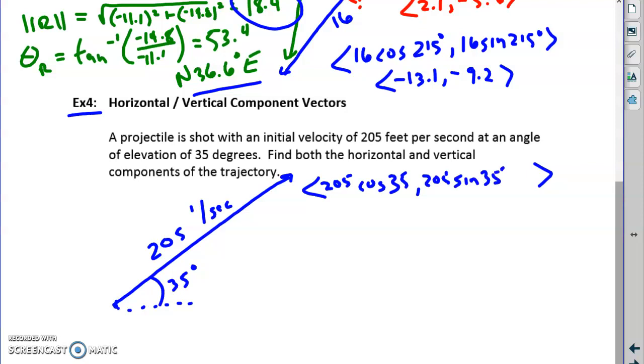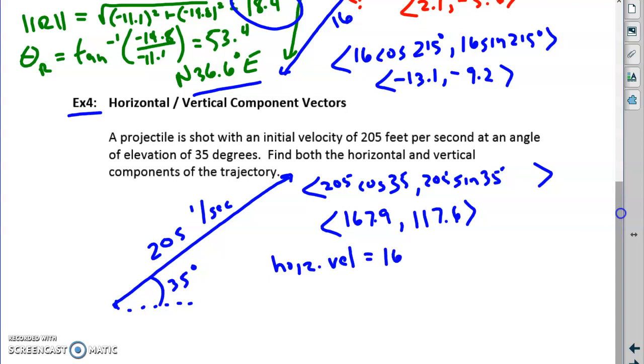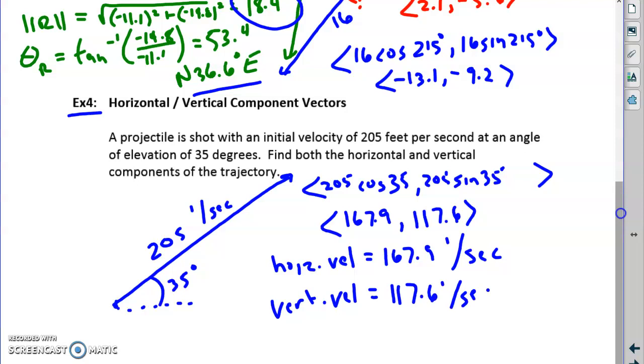And what do we want? We want the x value to be the horizontal, 167.9, 117.6. But you have to explain that. So the horizontal velocity equals 167.9 feet every second in a horizontal direction. The vertical velocity is 117.6 feet per second, a little more horizontal than vertical. Why? Because the angle was less than 45.